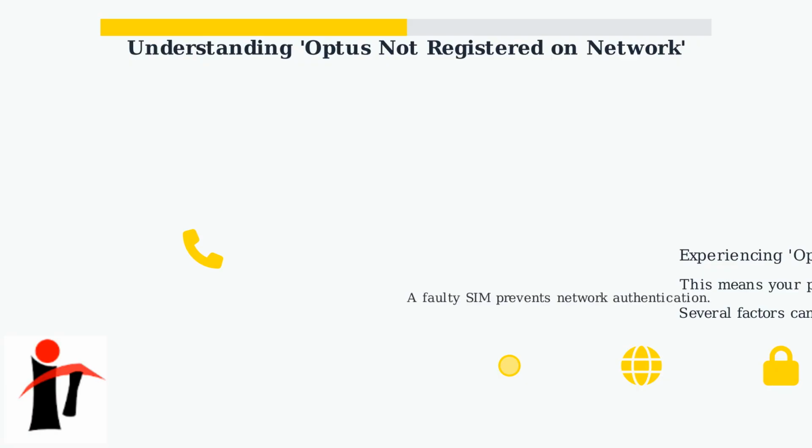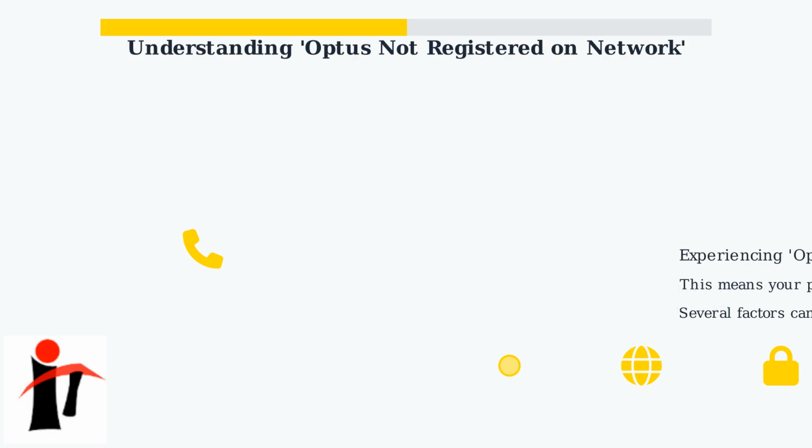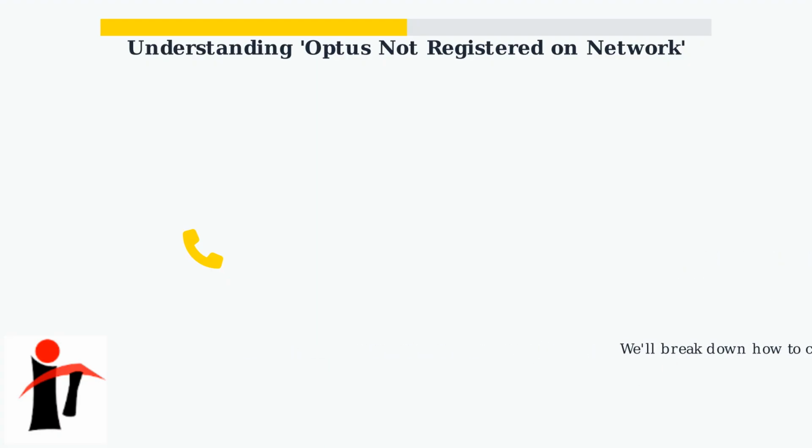A faulty SIM prevents network authentication. Incorrect APN settings, which act as a gateway for mobile data, can also cause the error. If your phone is locked to another carrier, it won't register on Optus. Your phone must support the correct radio frequency bands Optus uses, such as B1, B3, B7, and B28 for 4G, and N78 for 5G. We'll break down how to check and fix each of these.